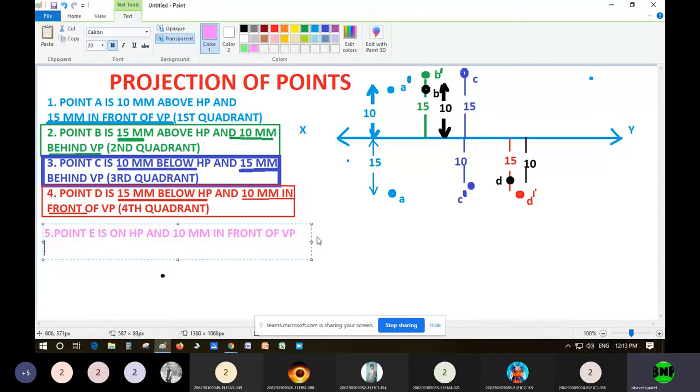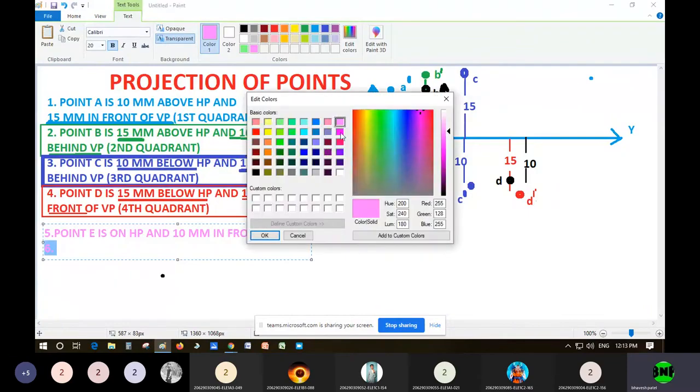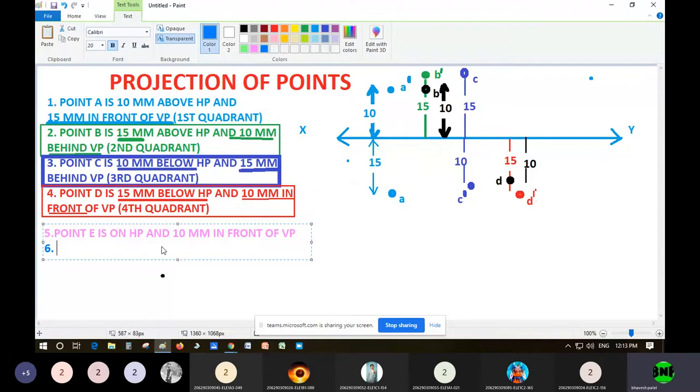Now we'll write the other condition, means the point is on HP. Now we will take another point. F is on HP. Again it will be on HP and 10 mm. Let us take 10 mm only. 10 mm behind VP, right? In the previous sum it was in front of VP, and in this sum I have considered it behind VP.